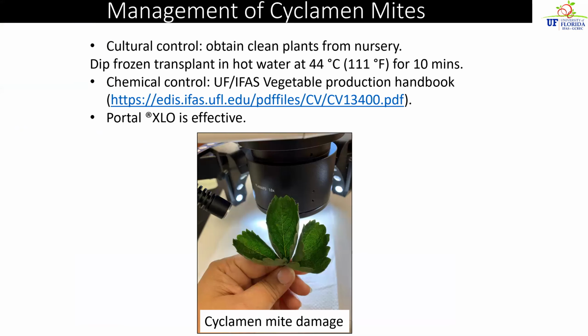Cyclamen mite infestations are more difficult to control once established in the field. Therefore, the best practice is to obtain clean plants from nurseries. If frozen transplants are suspected of having cyclamen mites, they may be dipped in hot water at 111 degrees Fahrenheit for 10 minutes. The miticide Portal is effective against cyclamen mites also. Again, please refer to the link for a list of registered miticides for cyclamen mite control.